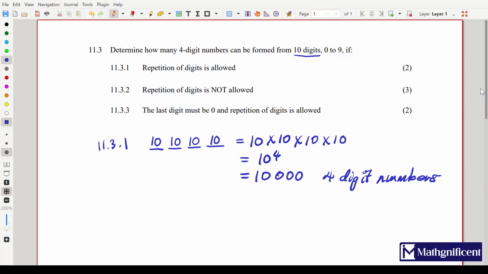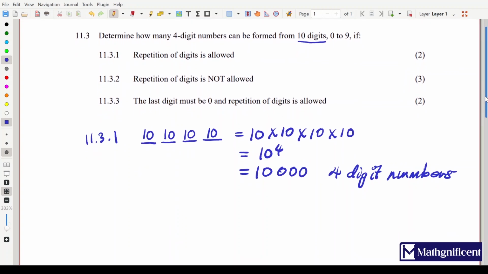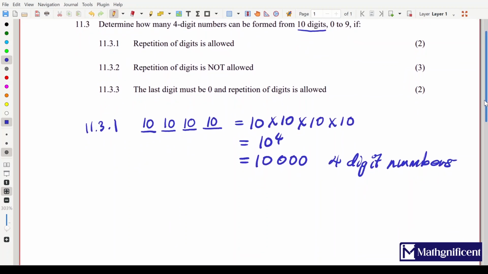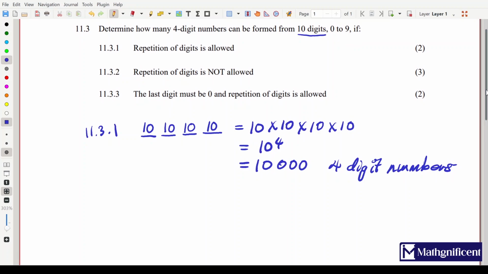All right, so now let's move on to our next question, 11.3.2. It says how many four-digit numbers can be formed if repetition of digits is not allowed. Remember, we still have how many spaces? We have 1, 2, 3, 4, because we have to choose four digits. Now what they are telling us is that digits are not allowed to repeat.